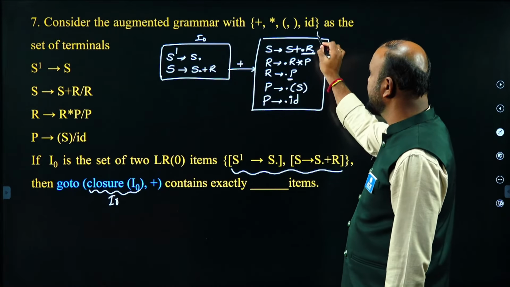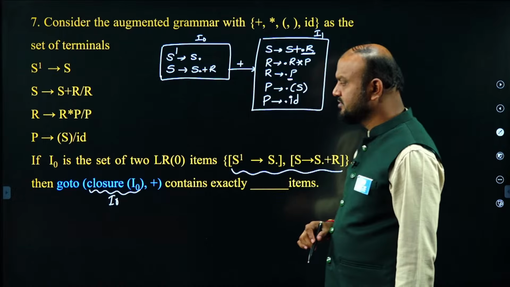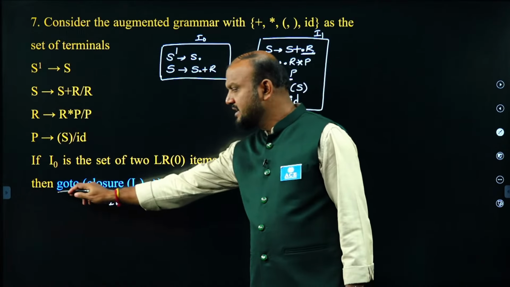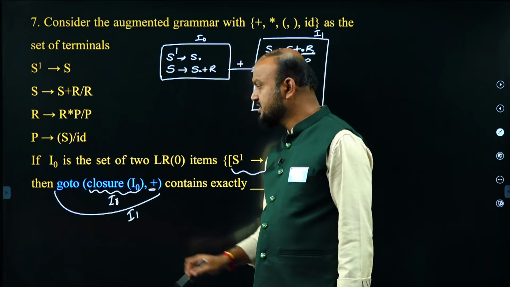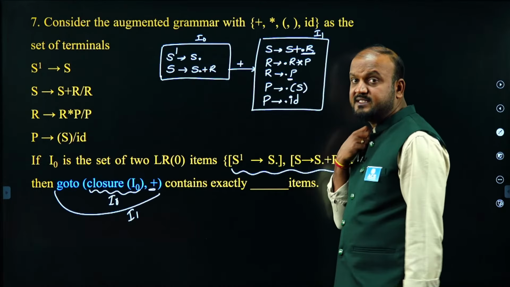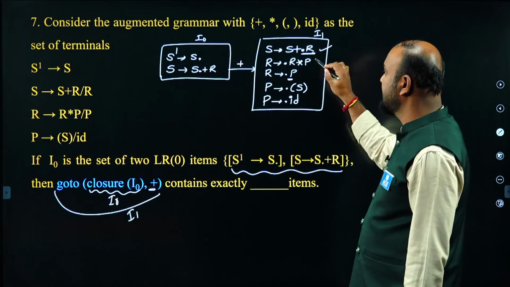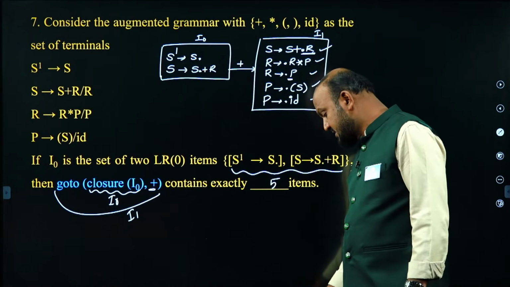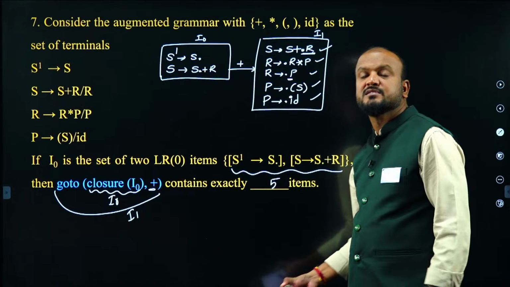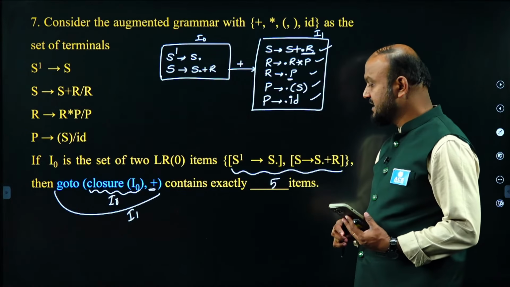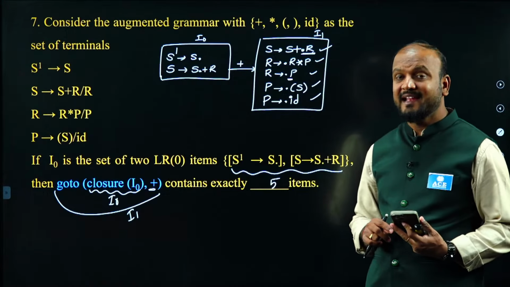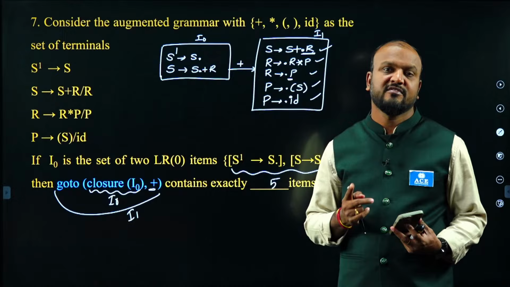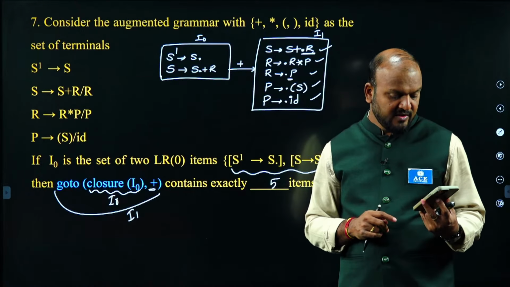Now this is assuming I1. So when we move dot 1 position right from 0th state on input plus, we are getting some state I1. Now the question is, then I1 state contains exactly dash items. How many items? 1, 2, 3, 4, 5. So 5 items are possible. This kind of questions were asked in the previous gate, but questions are on LR of 0 states and items. So possible to be expected on LR of 1 states and items, right?